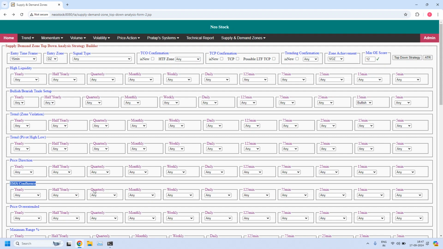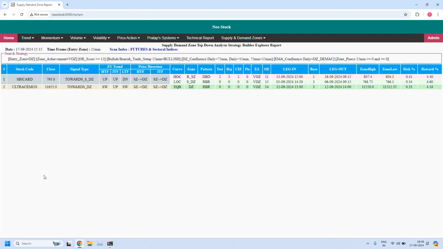So in the EMA filter I am enabling the daily demand zone with daily EMA confluence. This is the one, daily demand zone with daily EMA confluence. Let's verify. 2 stocks are filtered. The first one is valid because the HTF trend, that is the daily trend, is uptrend. The second one is sideways. In a sideways trend, EMA confluence does not give any additional advantage. So the first one is the high probability trade setup.